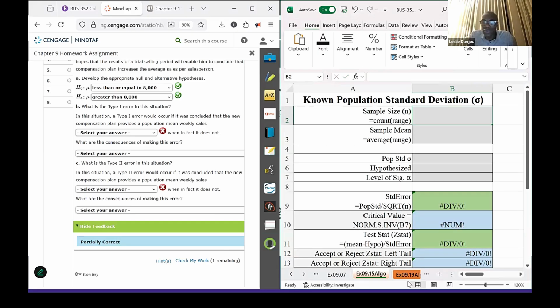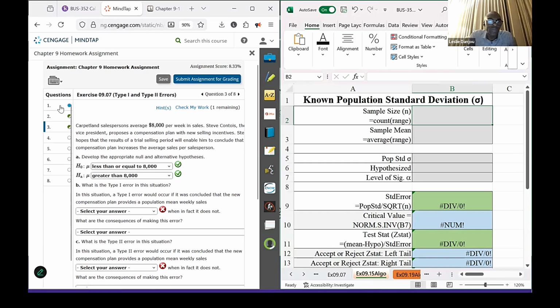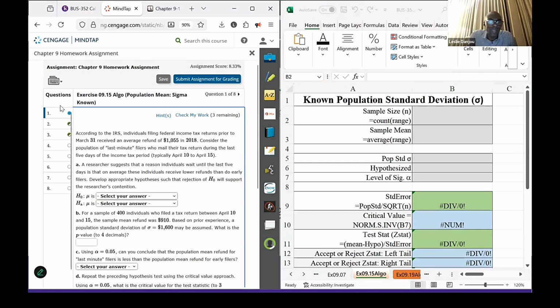All right, let's move on to 9.15, please. Click through until you find it. Hey, 9.15, I'm going to roll right now.